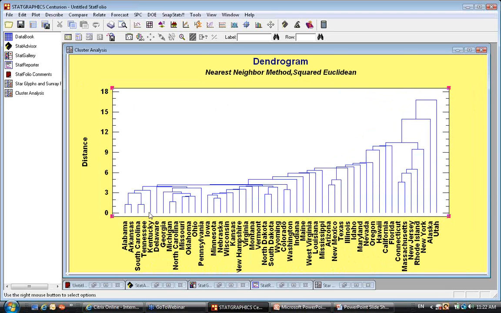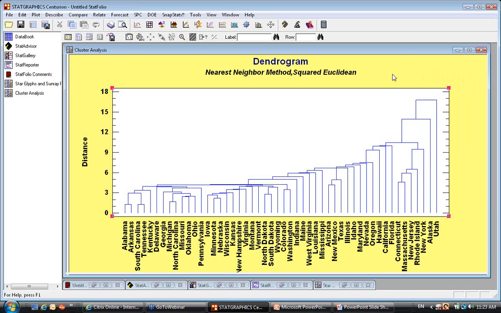Now, unfortunately, this nearest neighbor method didn't do exactly what I wanted it to do, which was hopefully get a good grouping of the states. Because if you look way on the right, you'll see that the last combination of groups had Utah being combined with all the other states. That was actually the last step. The second to last step was to combine Alaska with the other states.